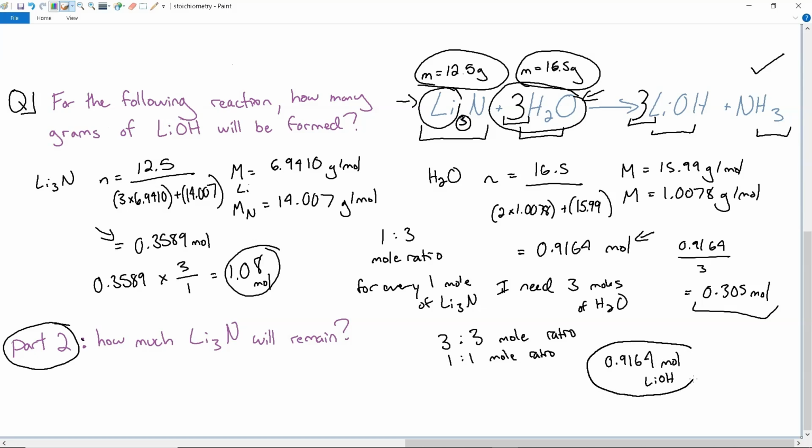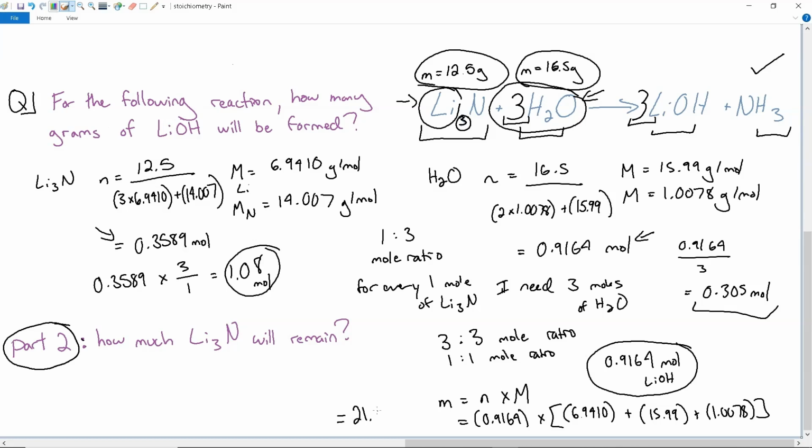Now all we need to do is convert this amount of moles into mass. Once again, mass will be moles times molar mass. And in this case, we have moles. We just need to figure out what the molar mass of lithium hydroxide is. Luckily, we already have all of the molar masses of the individual elements. So lithium is this, oxygen is this, and hydrogen is this. And when we plug all of this into our calculator, we are going to get 21.9 grams of lithium hydroxide. And again, I just put my answer as 21.9 grams because I would have 3 significant digits here, and the values that the question gave us also have 3 significant digits.